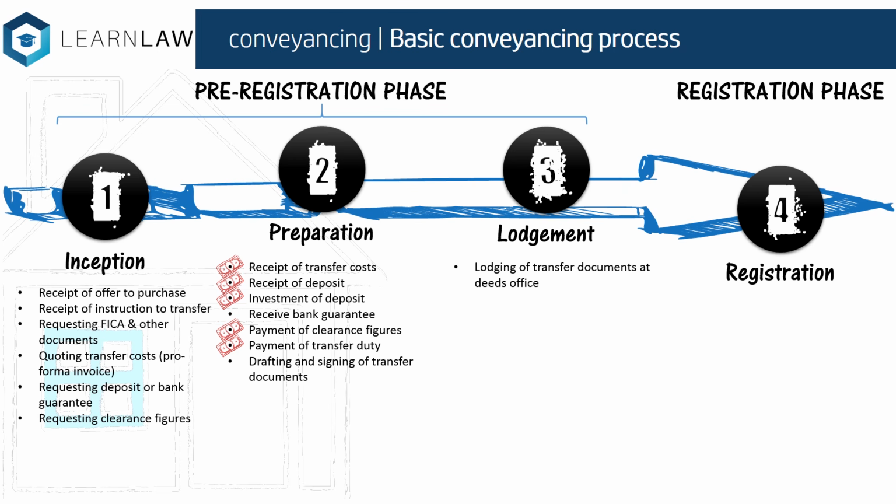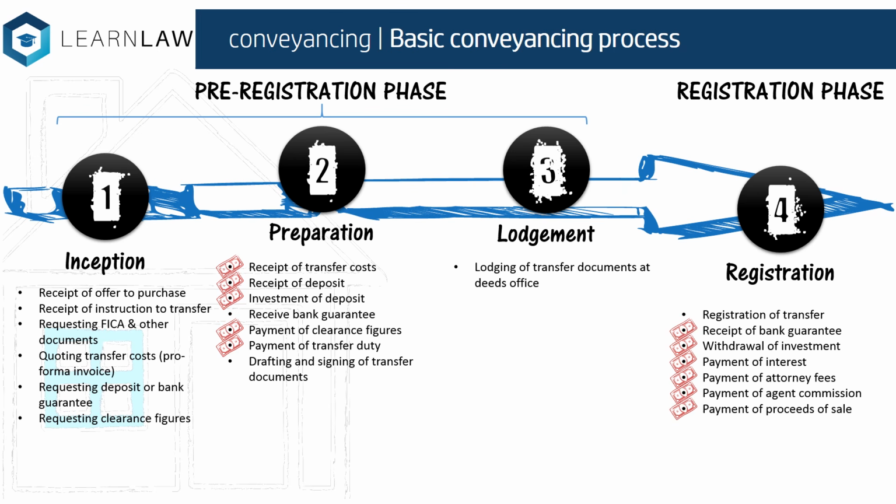Upon registration, the final lot of transactions will take place. The bank guarantee, if there was one, will be paid into the transferring attorney's account. The investment, if one was made, will need to be withdrawn, and the transfer attorney will make payment of all accrued interest, the attorney fees, the agent's commission, if there was an agent, and the proceeds of the sale to the seller. As a final step, the transferring attorney will then account to the seller and the purchaser.